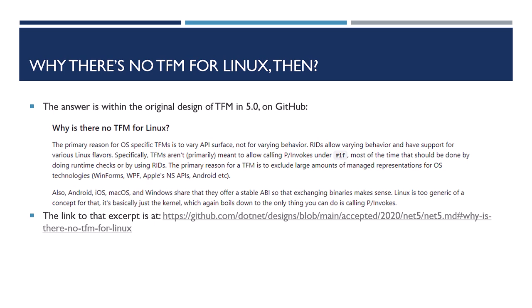Because the primary intent is for varying API surface, not for varying behavior. Runtime identifiers, or RIDs, are for varying behavior and have support for various Linux flavors. Specifically, TFMs aren't primarily meant to allow calling P/Invoke under if. Most of the time, that should be done by doing runtime checks or just by using RIDs. The primary reason for TFM is to exclude a large amount of managed representation for OS technologies, such as WinForms, WPF, Apple's NS APIs, Android, and so on. Also, Android, iOS, macOS, and Windows share that they offer a stable application binary interface, or ABI, so that exchanging binaries makes sense. Linux is too generic of a concept for that. It is basically just the kernel, which again boils down to the only thing you can do is just calling P/Invoke.